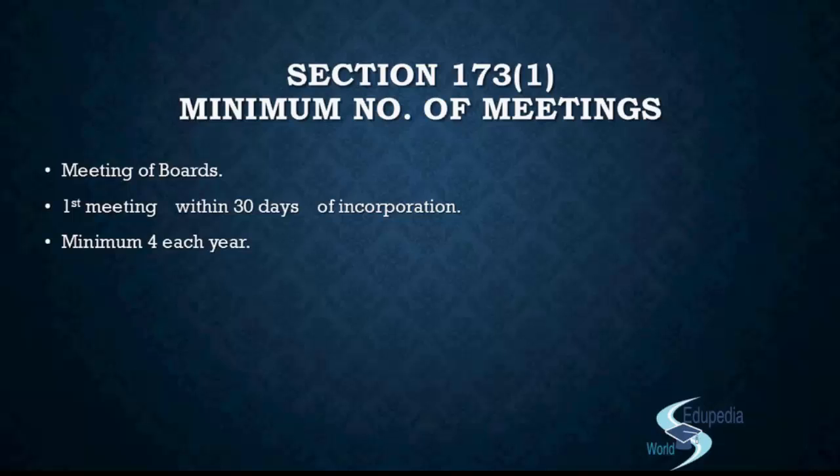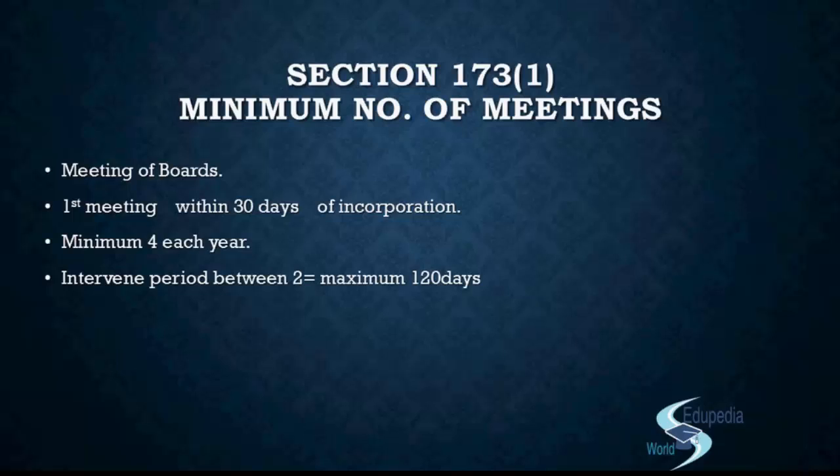There has to be a minimum of 4 board meetings each year. And when we talk about each year, we are talking about each calendar year. And calendar year starts from January and ends in December. So any company will have to hold at least 4 board meetings in each calendar year. Right? And then the other requirement is that the intervening period between 2 board meetings should not exceed 120 days. That means a gap between 2 consecutive board meetings shall not be more than 120 days.